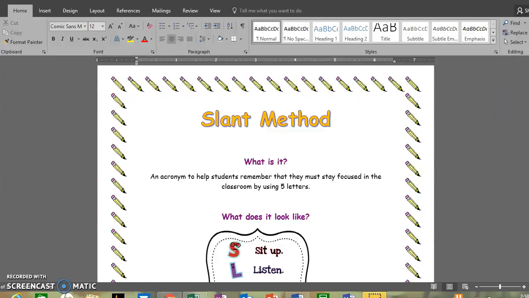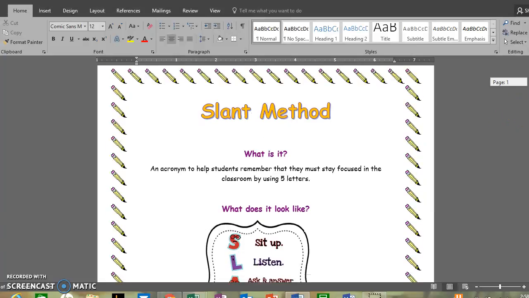You may or may not have heard about it, but the SLANT method is an acronym to help students stay focused in the classroom by using 5 letters. The 5 letters are S, L, A, N, and T. So if you're wondering what it looks like, then we can scroll down.